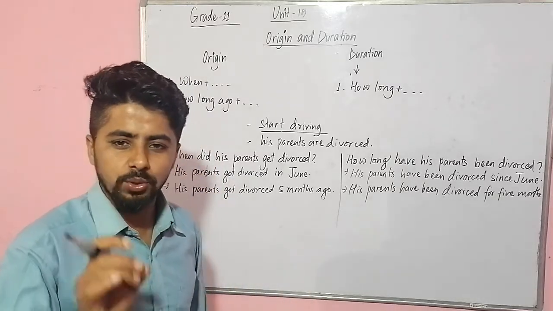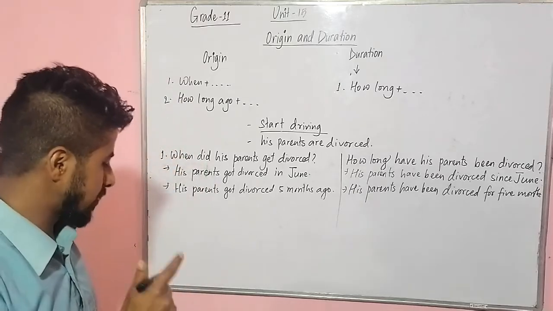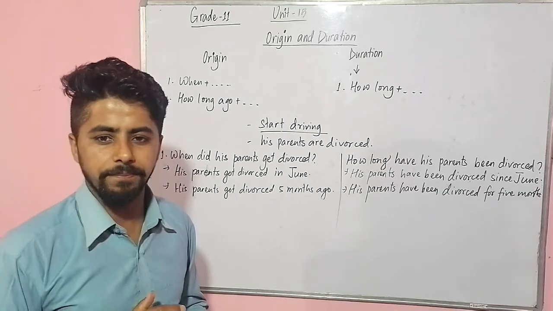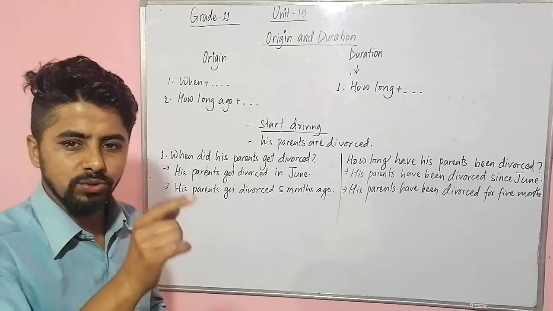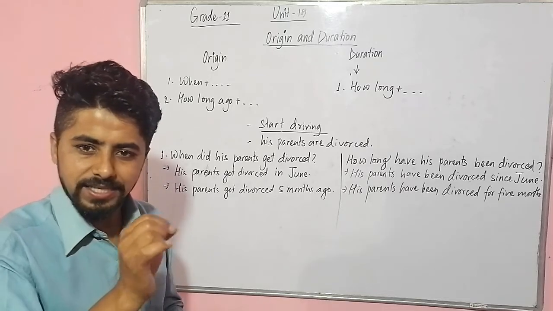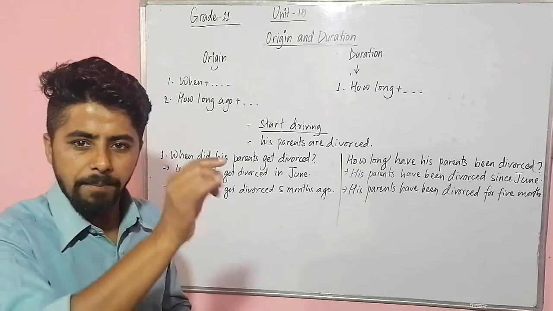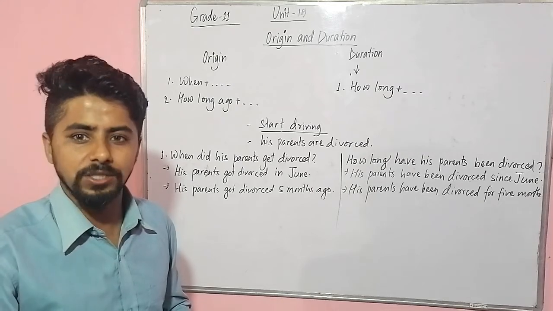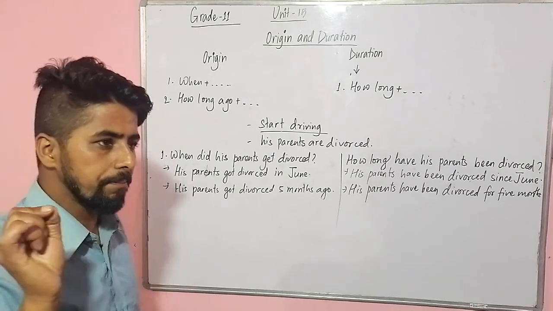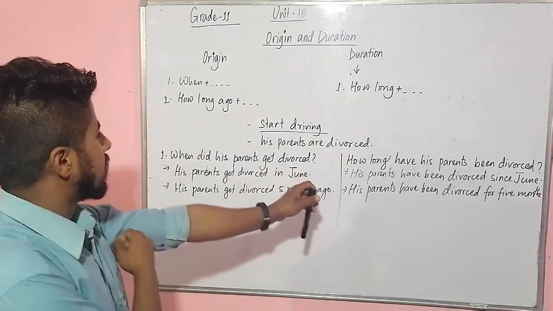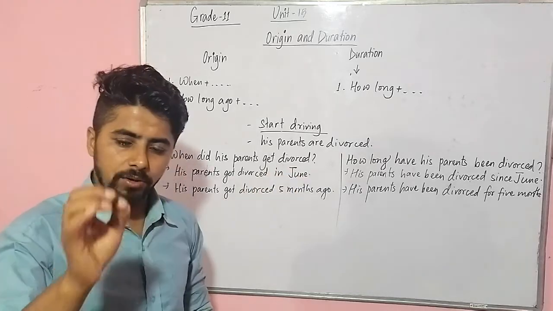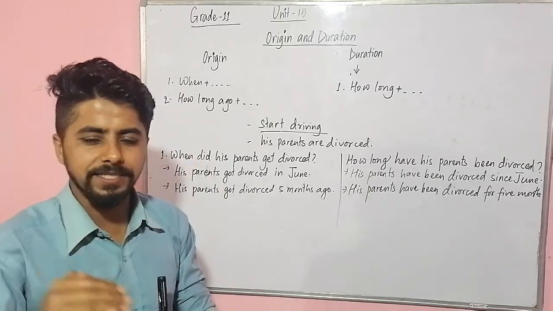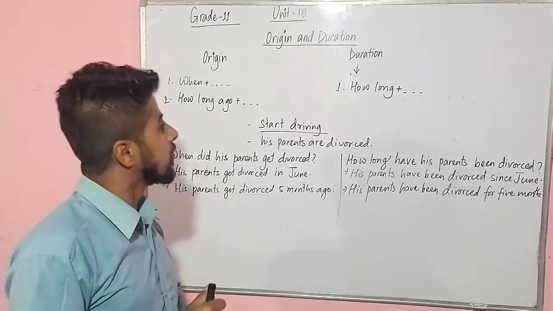Once again, I'd like to sum up everything. Let's pay more attention. Origin is starting time, whereas duration is length of time. For example, I bought a book in 2018. 2018 is the starting time, so it becomes origin. I bought a book 2 years ago, so 2 years is duration here. Keep this in your mind. Okay. Now after this, normally simple past tense is used with origin, whereas present perfect tense and present perfect continuous tense is used with duration.